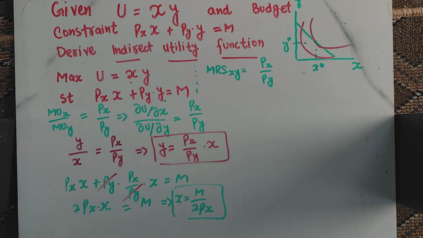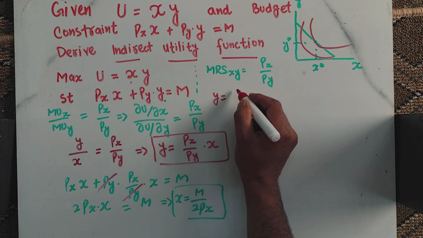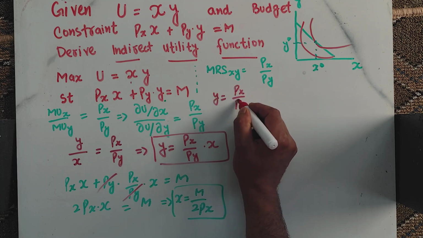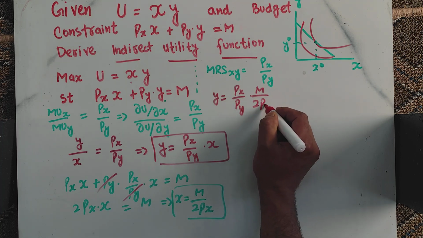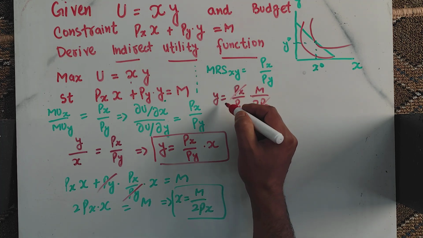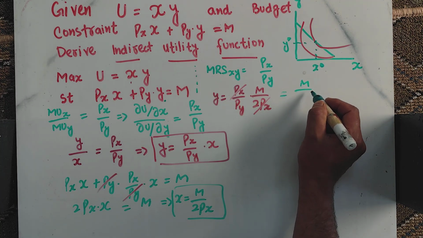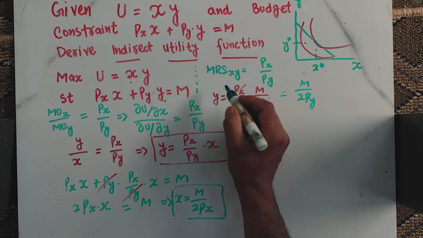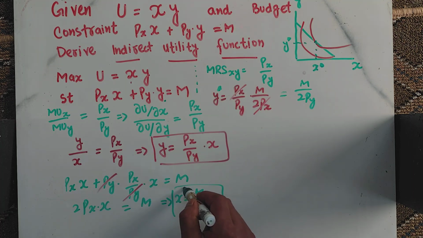Likewise, to find the demand function for good y, plug this value into this function. So y will be equal to price of good x upon price of good y times the value of x, which is m upon 2px. Here px gets cancelled, and we are left with m upon 2py. These are the demand functions for good x and y. Now to find the indirect utility function.